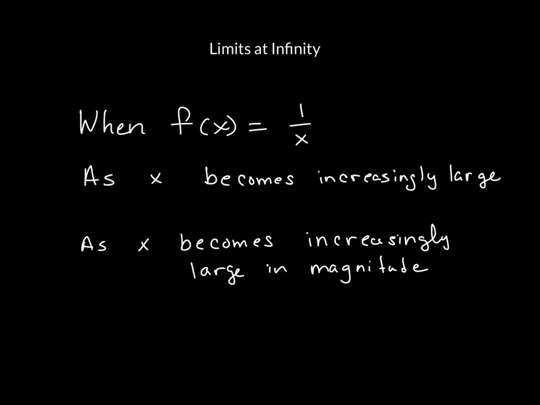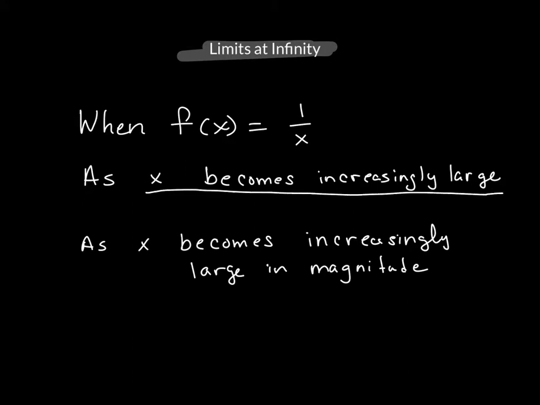All right, so today we want to talk about what happens when we have a limit at infinity, which is different from infinite limits. So what we're talking about here today is how to determine what happens when x becomes increasingly large. That means what happens as x approaches infinity, or as x becomes increasingly large in magnitude but negative, or as x approaches negative infinity.